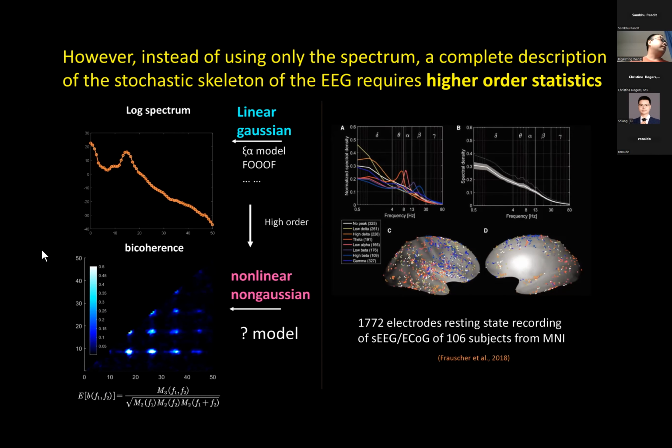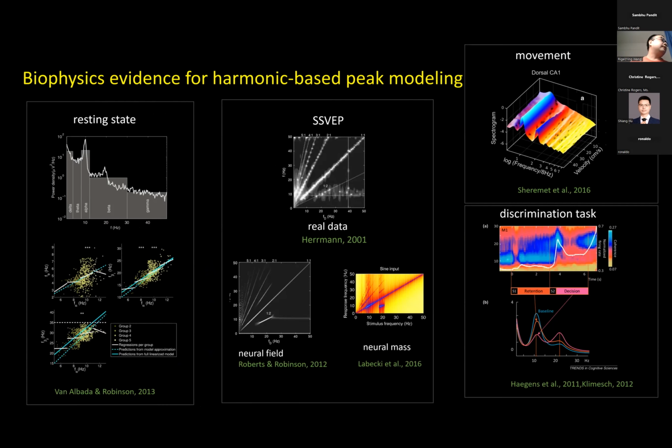Here we use the bispectrum, also the normalized bispectrum, to represent the nonlinearity and non-Gaussianity. And this is a harmonic-based model. And why is this harmonic-based model working?